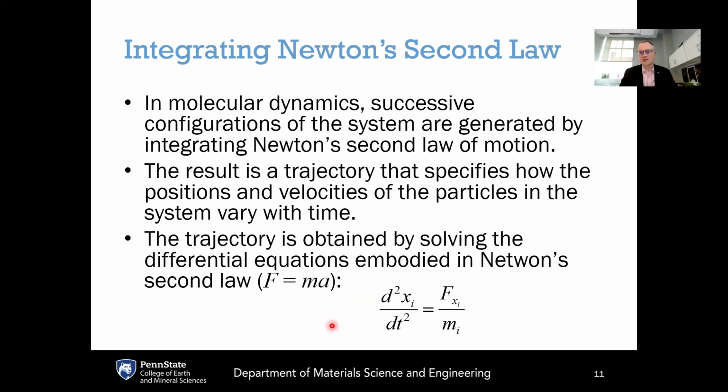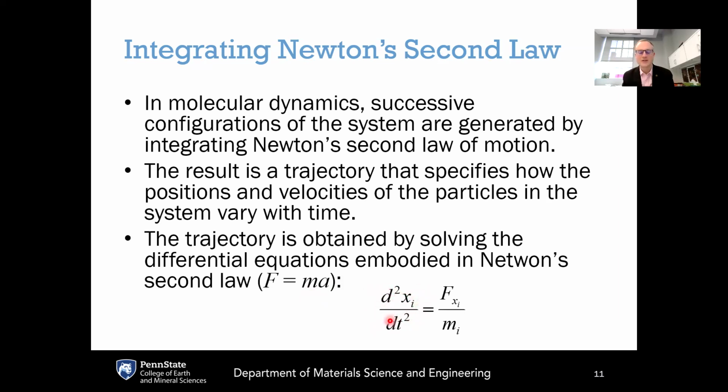Now, what we need to do next is integrate Newton's second law of motion. So this is really the crux of MD simulations: we are going to generate successive configurations of the system by integrating Newton's second law of motion. And the result of this calculation is a trajectory that specifies how the positions and the velocities of the particles in the system evolve with time. And this is all based on using Newton's second law, F equals ma. And what we have here is, if we divide both sides of this equation by m, you can see that we've got the acceleration on the left-hand side of the equation.